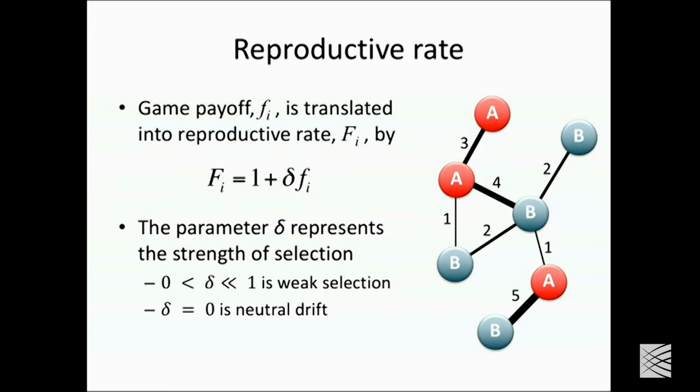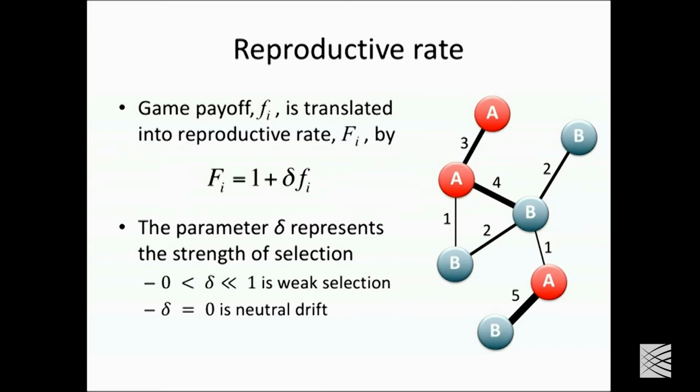Yes? So if one of A or B benefits from the cooperation and has a higher reproductive rate, will that feed back to affect the weights of each edge? We're going to view the graph structure as static in this model. It's certainly very interesting to look at dynamic graph models, but we're not there yet.